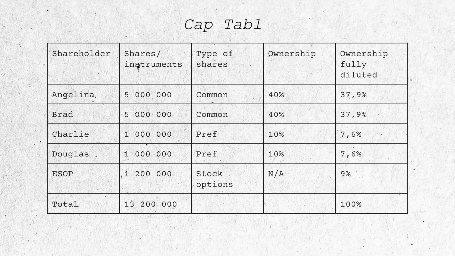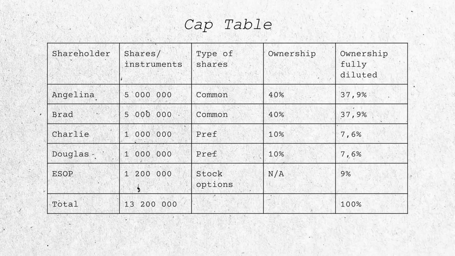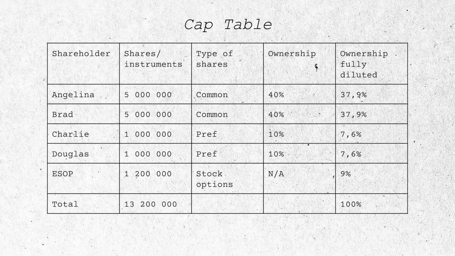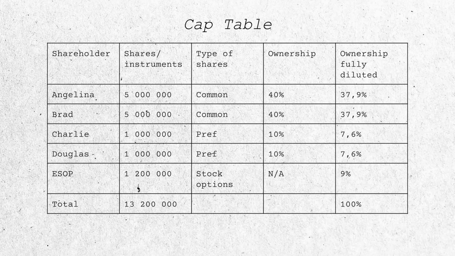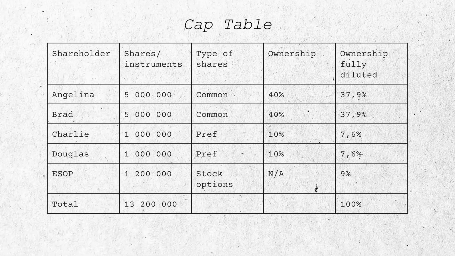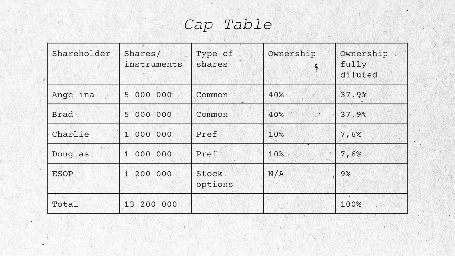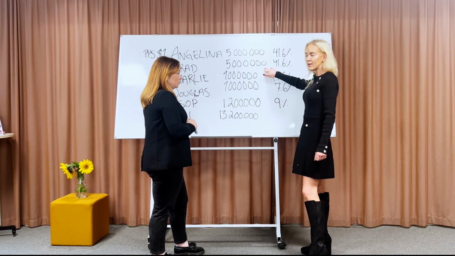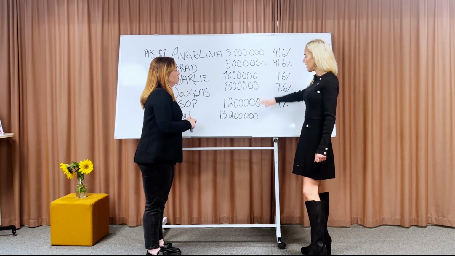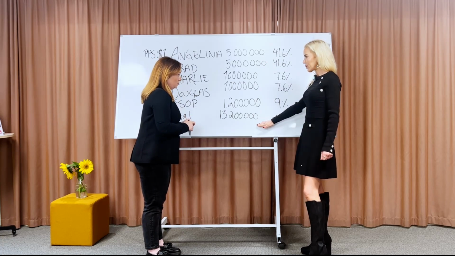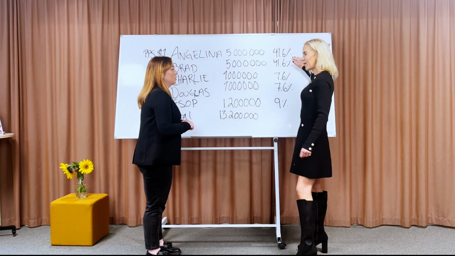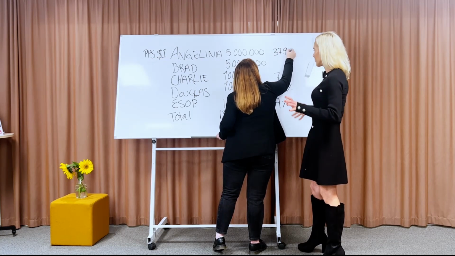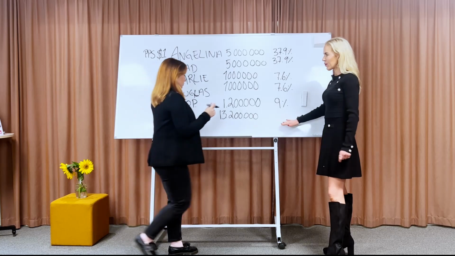Yes. And that means that Charlie and Douglas will instead have 7.6% each, because now we take 1 million, and instead of dividing into 12 million, we will divide it into 13,200,000. And Angelina and Brad will also see their ownership stake decreasing. So you take 5 million divided into 13,200,000. And then we will have approximately 37.9%. And rounding errors here, so bear with us. And that will make for a total of 100.